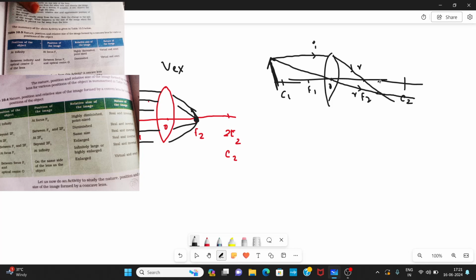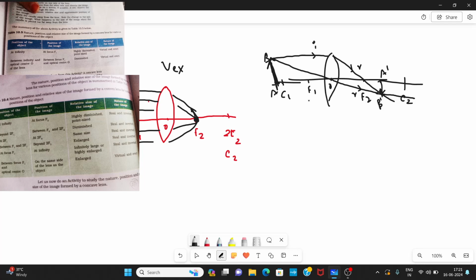Here is where you are going to get your image. It is going to be inverted. If this is A, B, this is A dash, B dash. This is how you are going to get the image if you place your object beyond C1, but not at infinity, at a measurable distance.